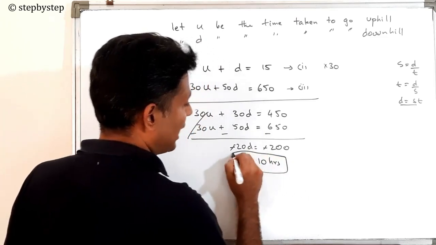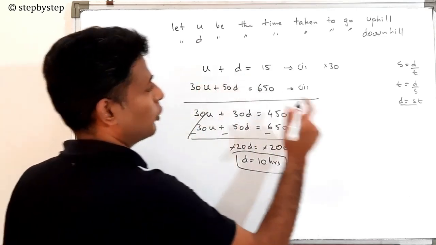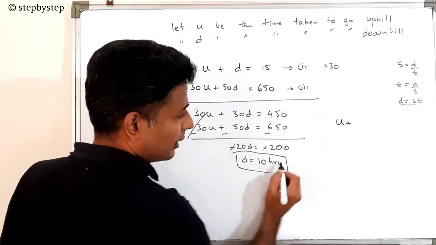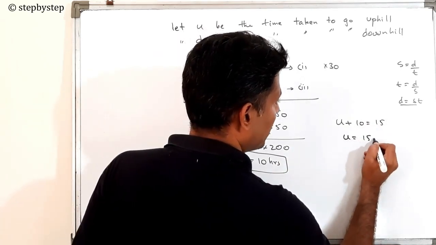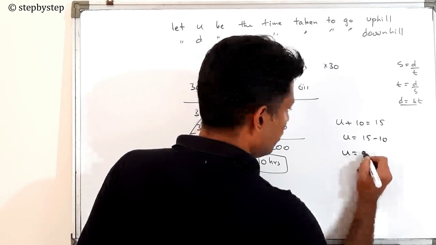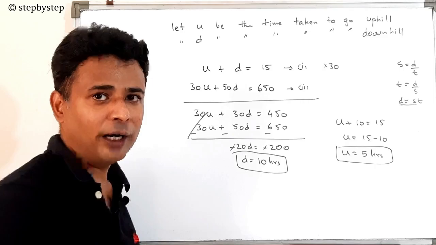So we have found the time taken to go downhill. So what will be the time taken to go uphill? I'll use the first equation. U plus D, that is 10, equal to 15. So U equal to 15 minus 10. So U equal to 5 hours. So time taken to go uphill is 5 hours.